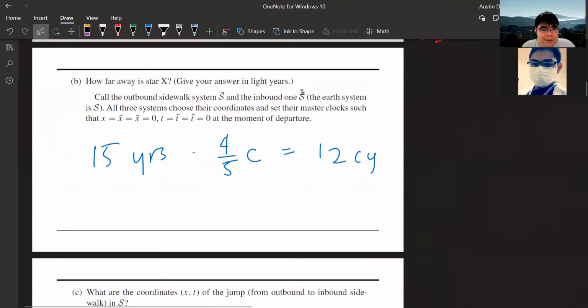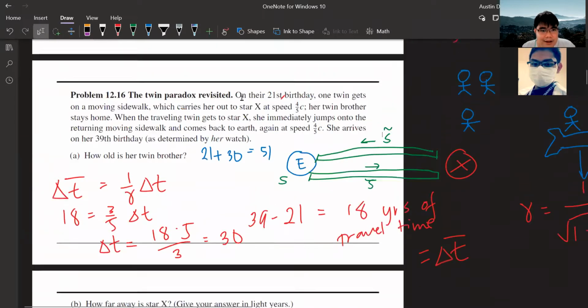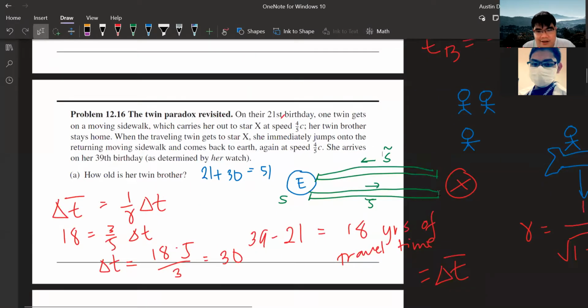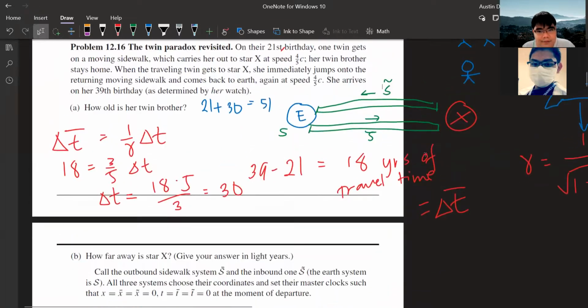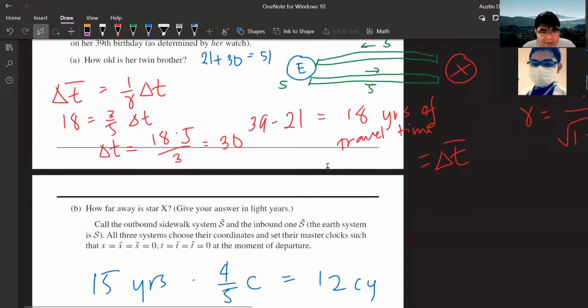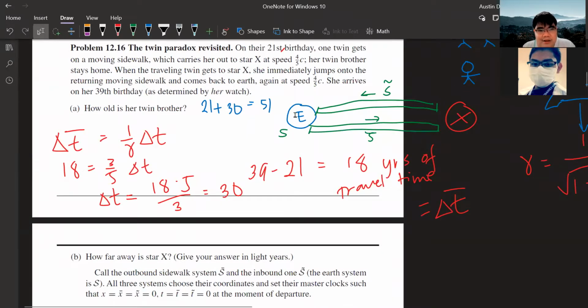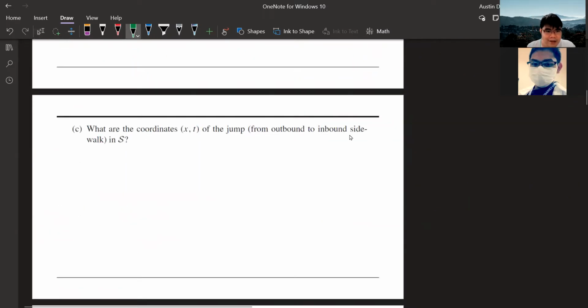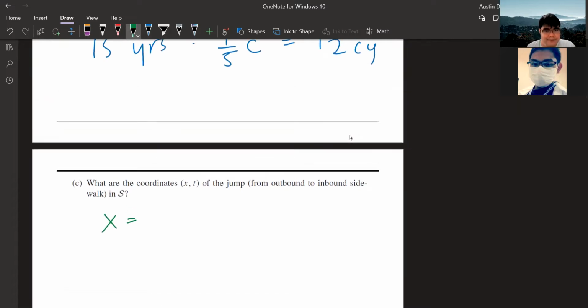Okay. Now, pagdating ni ate girl doon sa star X, may gagawin siyang jump, di ba? Tatakbo siya dito, then jump siya pabalik para makasakay doon sa kabila. Okay? So with that, what happens? Anong tinatanong? What are the coordinates x, t of the jump from outbound to inbound sidewalk in S? Okay, so kung pinapanood ni kuya niya yung pagtalon ng kapatid niyang babae doon, what time at anong location doon?